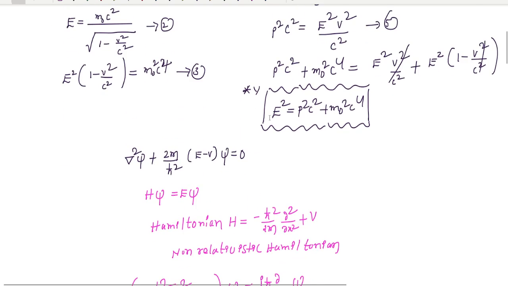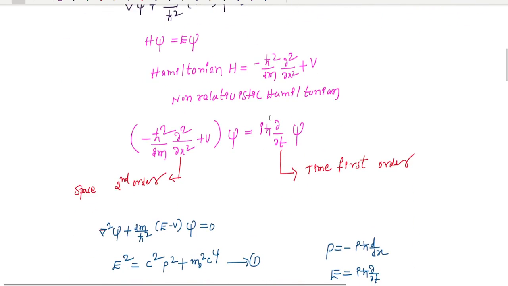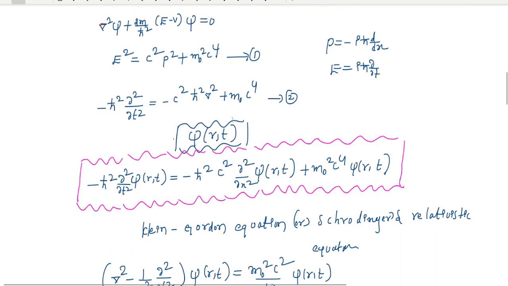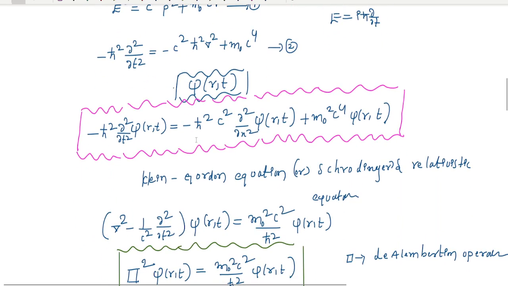So you should start with the relativistic energy equation, that is E square is equal to P square C square plus M naught square C power 4. Then try to substitute, replacing the energy operator and momentum operator. Energy operator is equal to H cross d by dt, momentum operator minus H cross d by dx. You will get the Schrodinger relativistic wave equation. This is the Schrodinger relativistic wave equation.